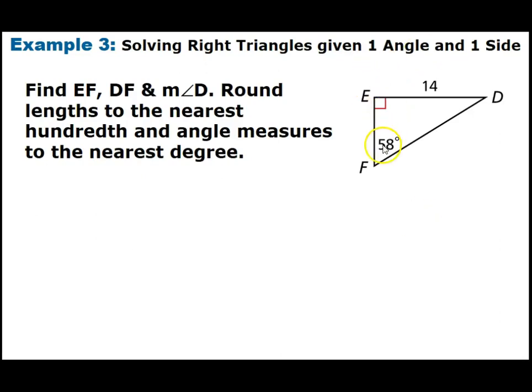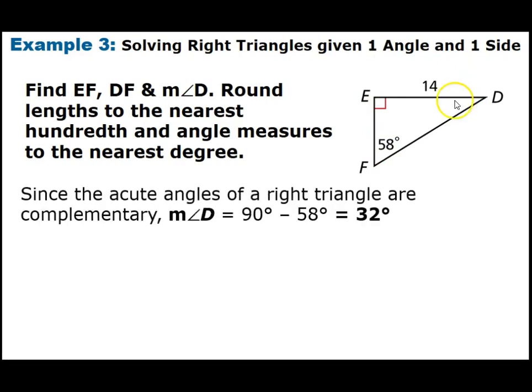So we do have one of the angles here this time, so we can find this third angle by just subtracting that from 90. So we can do that first. So we know this angle is 32 up here. Now what we need to do is find two more sides.